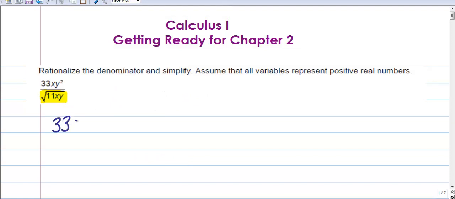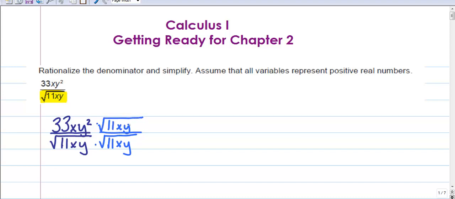So 33xy squared divided by the square root of 11xy. When we multiply a square root by itself, that is the operation of squaring, right? When you multiply something by itself, that means you're squaring it. And so what's going to happen is the square root will cancel out. I mean, that's kind of a bad way of saying it, but that's really what's going to happen.